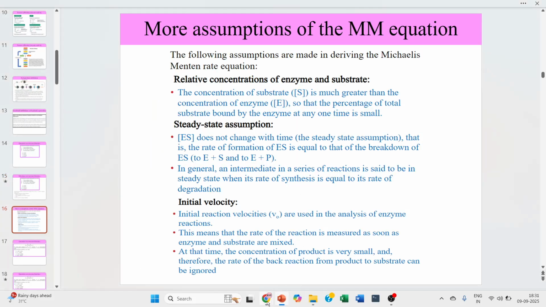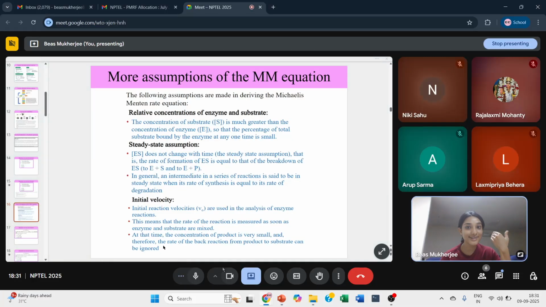Now we will talk about more assumptions of the Michaelis-Menten equation. There is the relative concentration of enzyme and substrate. I think we have talked about this: the concentration of substrate is much more than that of the enzyme. We discussed that just two or three slides back.